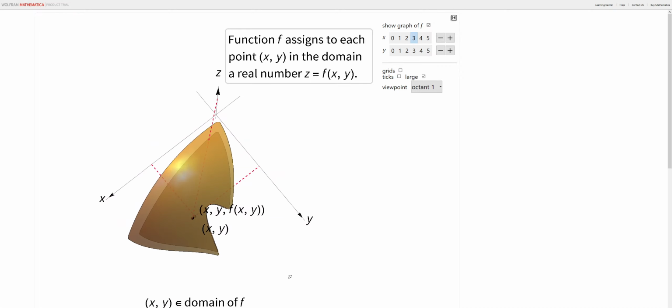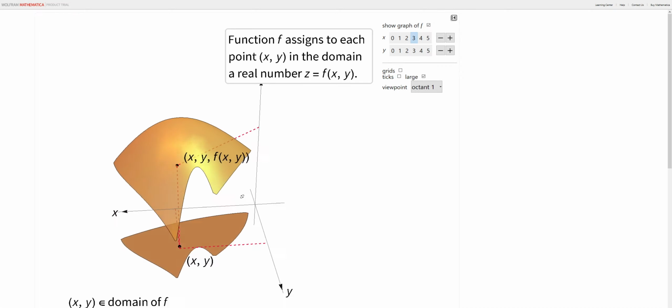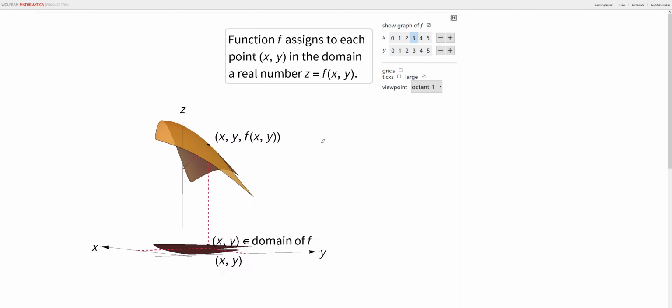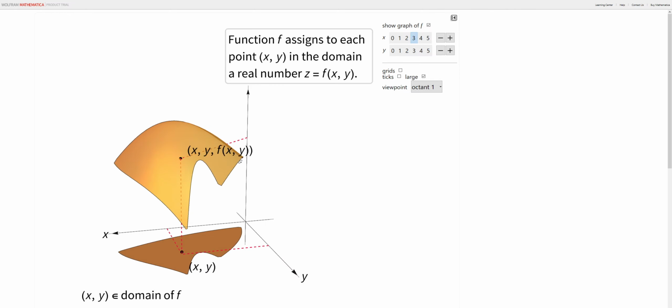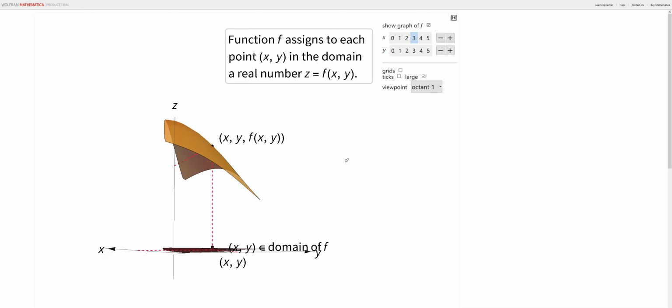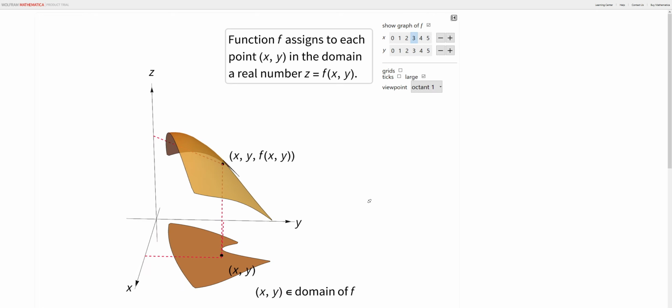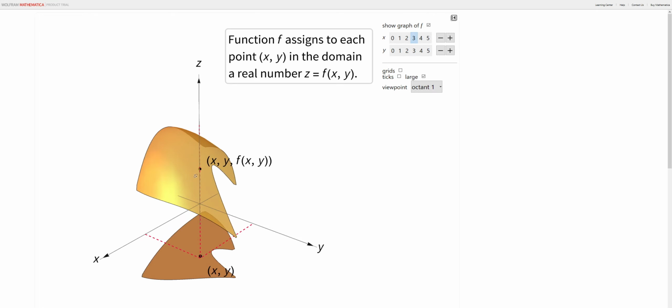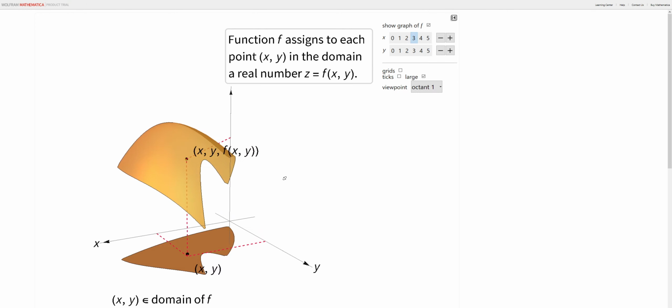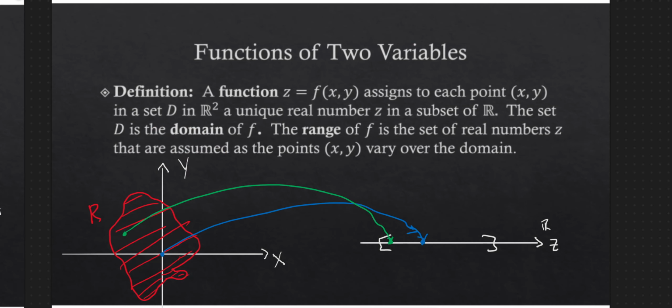If I look at just the shadow of this surface, it's the domain, but then notice how it has some shape to it. That is a visualization, the graph, of a function of two variables. It looks like a surface in R3. So this is just our starting point for these functions. We're going to do a lot with them.